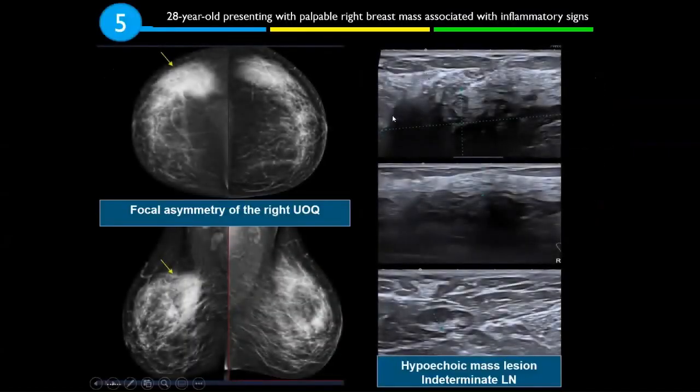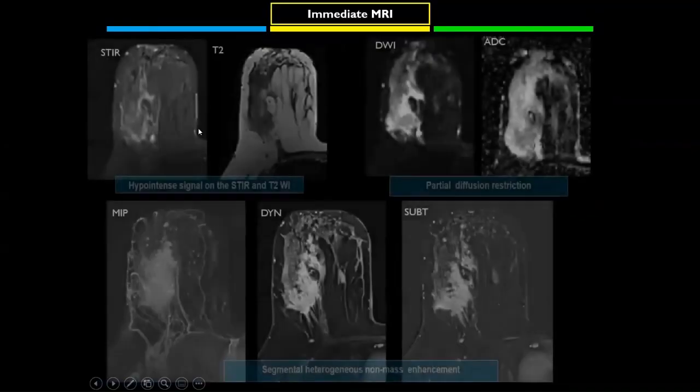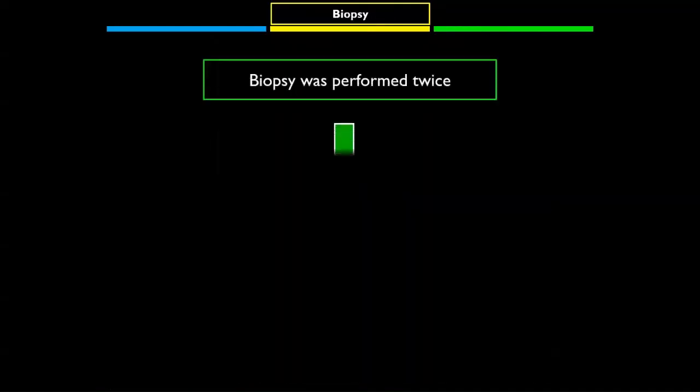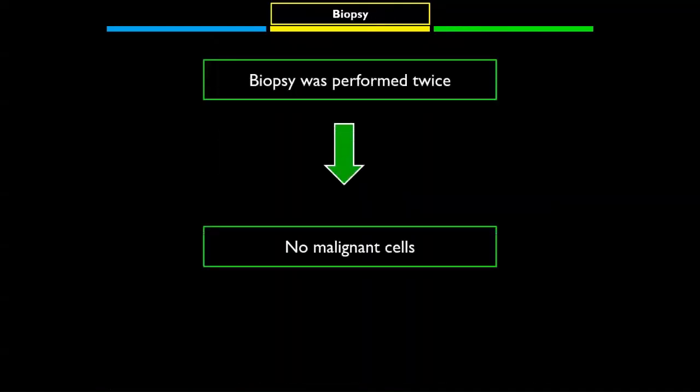This was a case in which she had multiple hypoechoic lesions with indeterminate nodes. She had an asymmetry in the left breast. She was sent directly for the MRI, and actually early MRI was completely deceiving. Looking at this picture with a segmental, heterogeneous, or clumped non-mass enhancement, we can definitely say that this lesion is malignant. And you remember that she was biopsied twice because her clinician was never satisfied with the diagnosis based on how the lesion looked on the MRI.